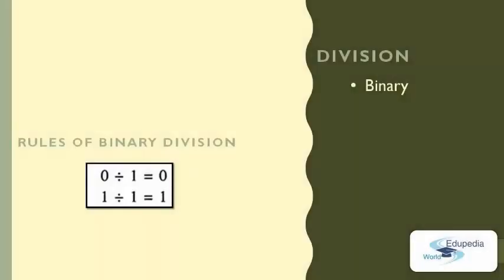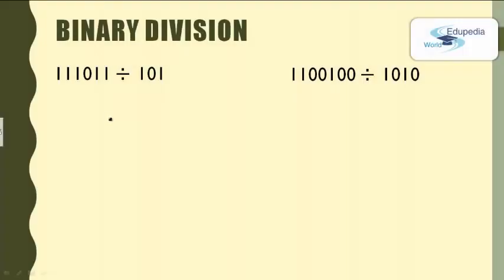Okay, now let's move on to our last calculation, binary division. For the binary division, the rules are 0 divided by 1 is 0 and 1 divided by 1 is 1. Other conditions like 1 divided by 0 and 0 divided by 0 are meaningless. So here, these two rules we have to remember. It is the same as the decimal division, so there is nothing difficult in here. To understand this more perfectly, let's try out a few questions.